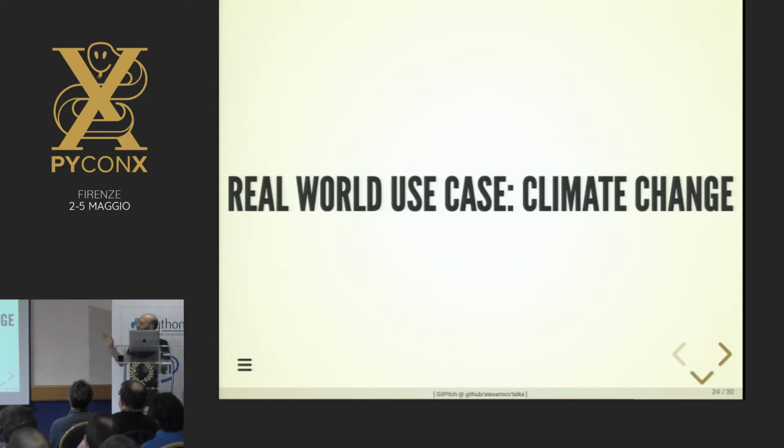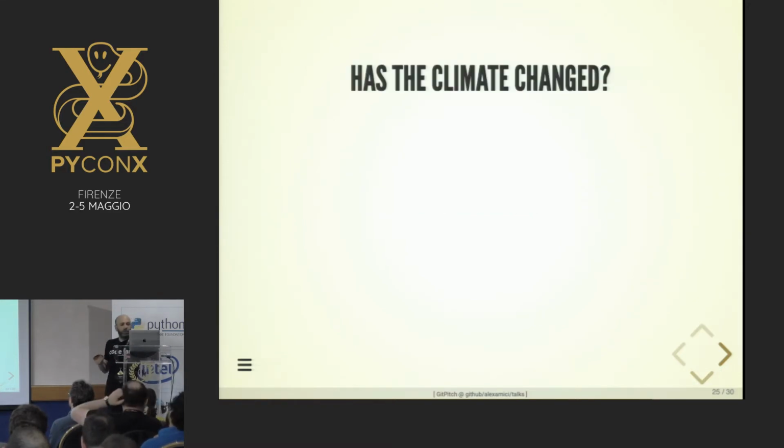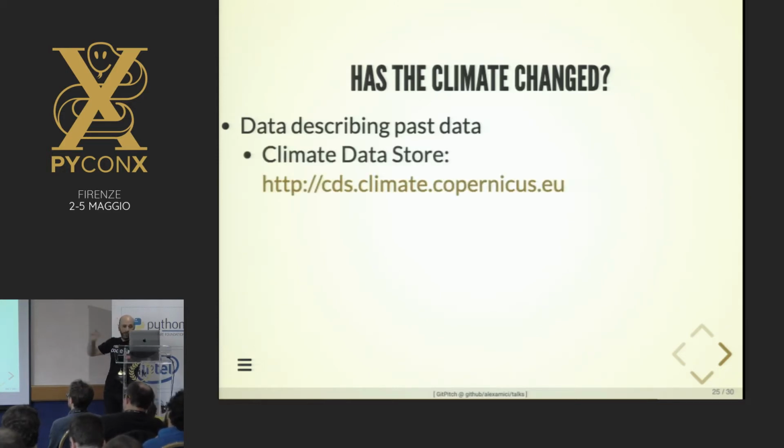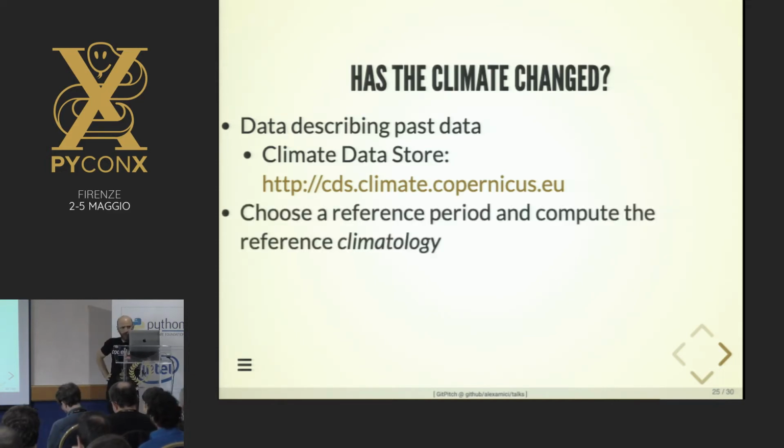Now, let's see how it works in a real-world use case. Among other things, I work with scientists working on climate change. So how do you know that climate has changed? You need some way to describe the past climate. You can get the climate data from the European Archive of Climate Data. It's one of the things that I work on, and this is the reason I know it very well.